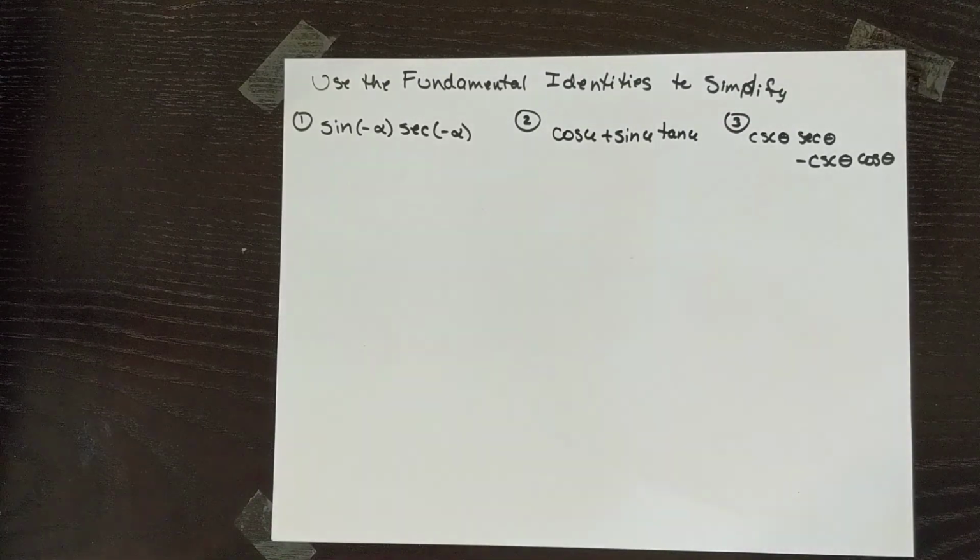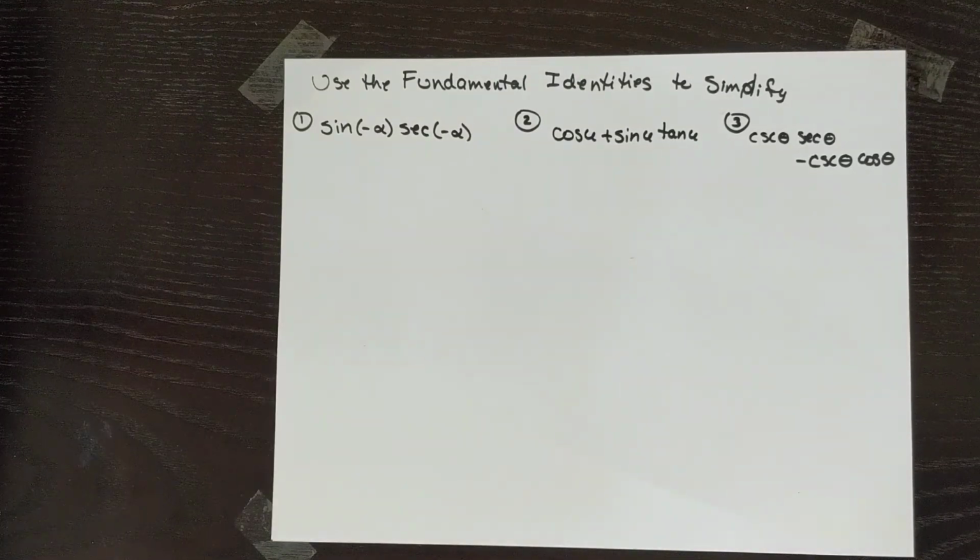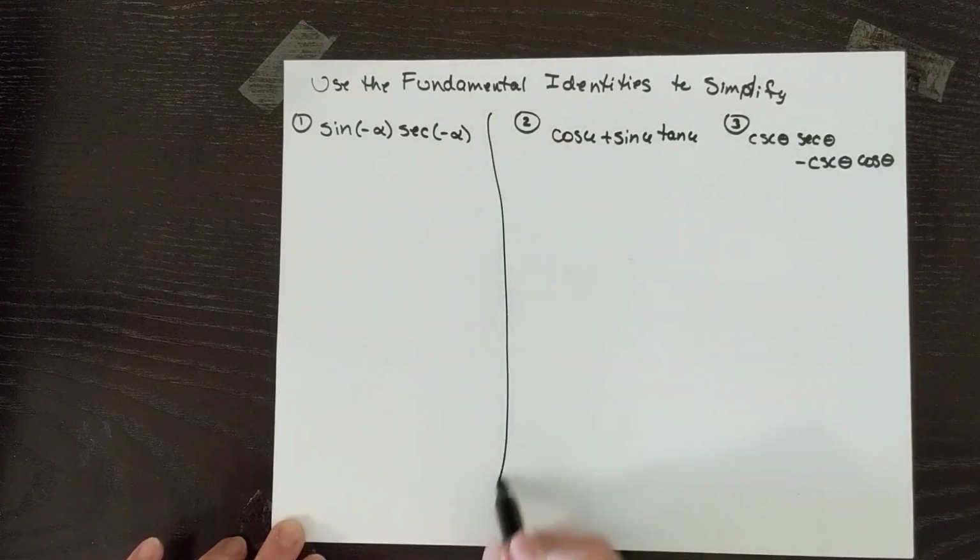These problems are taken from the Barnett Trig book, 11th edition. In this video, we're going to use the fundamental identities to simplify these expressions. The method we're going to use is to rewrite any expression that we can in terms of sine and cosine, and then simplify it. So here is the first one.